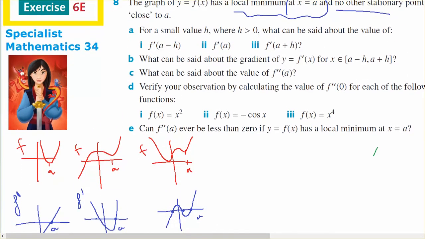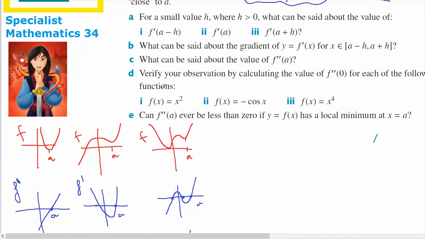For small values of h, that is very close, what is the value of the derivative just to the left? Just to the left, the value of the derivative will be negative. At a, it's equal to 0 because it's a stationary point, and the other side of a, it's going to be positive, therefore it's going to be greater than 0.